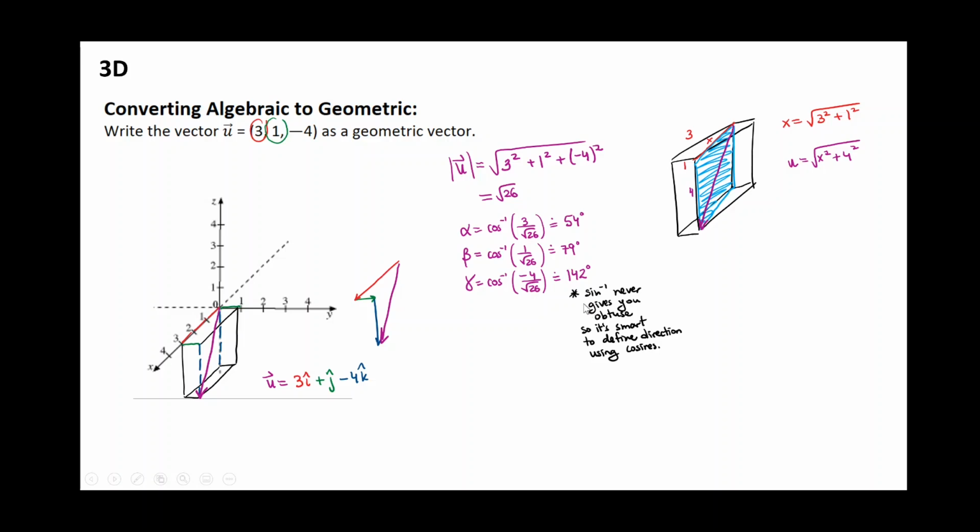Now, here's the reason why cosine is used, not sine or tan. Sine inverse will never give you an obtuse angle. Same thing with tan inverse. And so it's the smartest decision to use cosines for the directions. And so the geometric version of this vector would be, this is the magnitude, and then you could quote all 3 direction cosine angles, or you could just quote 2 out of the 3.